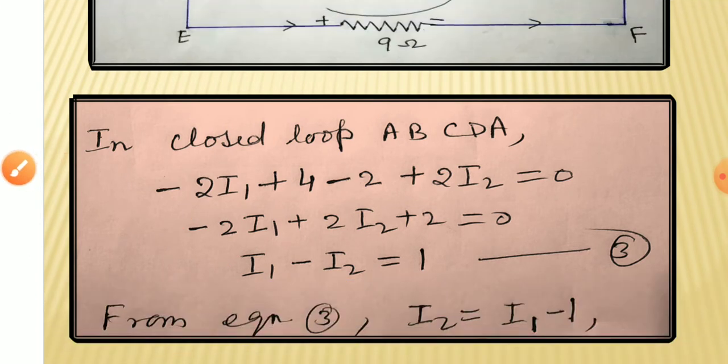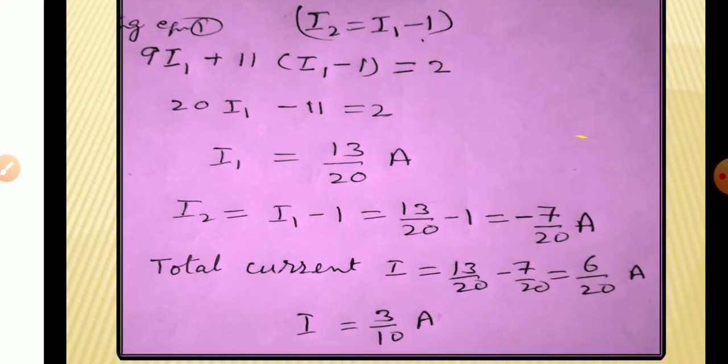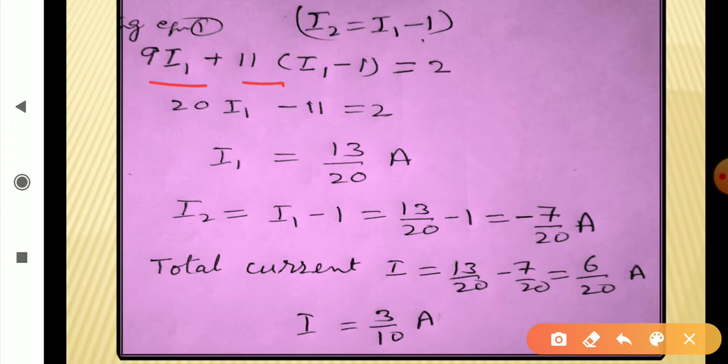So let us put this value in equation number 1. So see what we get. Say 9I1 plus 11, now in place of I2, we have placed I1 minus 1, is equal to 2.